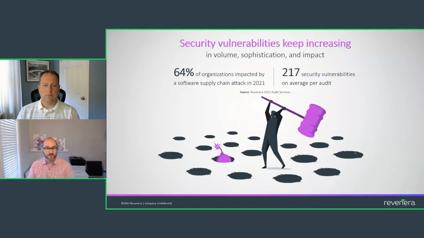When we did a survey last year, we saw that about 64% of our respondents were somehow impacted by a supply chain attack. And on average, whenever we do an audit, we're seeing about 217 security vulnerabilities per audit, which means that there is remediation work to be done essentially in every single scan that we do.